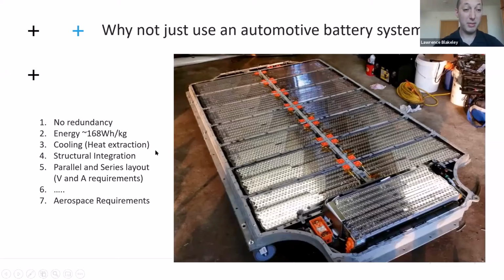Cooling, automotive generally focuses on a liquid cooling approach. Now this might be okay for aerospace. There's nothing fundamentally wrong with using it in aerospace, but it's not necessarily the most weight optimized approach. Also, these battery systems are fully integrated into the chassis of vehicles. Now, our vehicles are different shapes, so that again doesn't work.